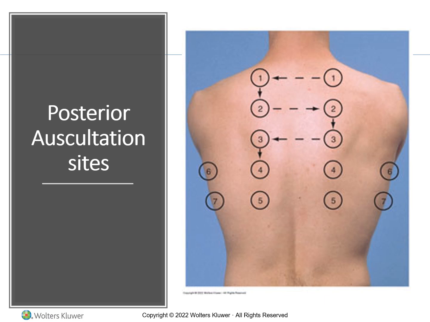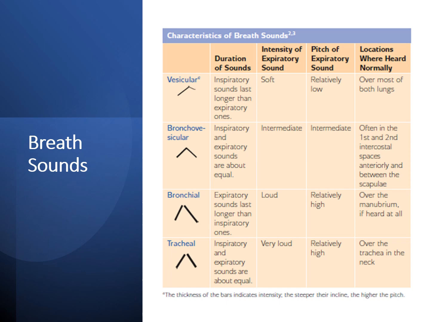This is a representation of the posterior auscultation sites. Note the side-to-side ladder-like pattern. You will start near the middle, in between the scapula, and then as you go down, you will fan out to the right and left. This chart is a great representation of the different types of normal sounds and where you will normally hear them. They include vesicular, bronchovesicular, bronchial, and tracheal breath sounds.